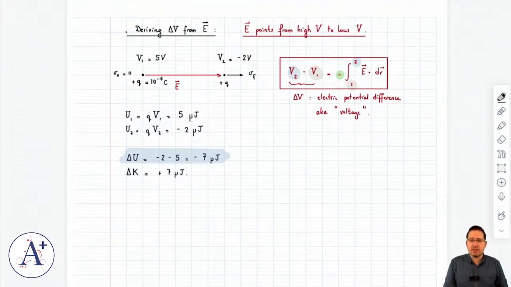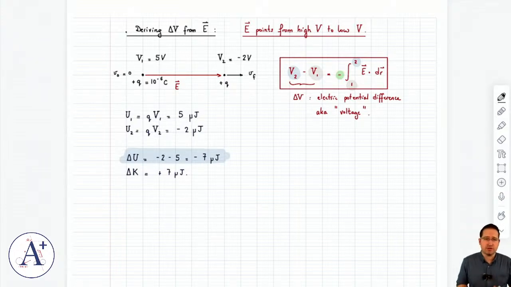All right, and then finally, there's a way to get delta V if you know the electric field. This ties back to everything we've learned so far. We've gotten pretty good at finding electric fields. There's a lot of tools that we can use. And should we know E, then we can find delta V.